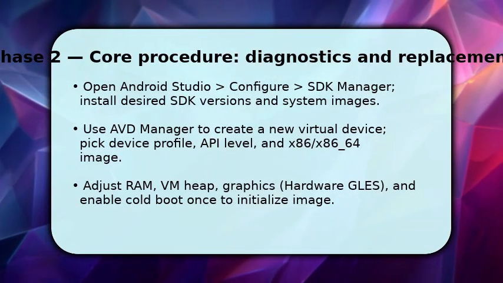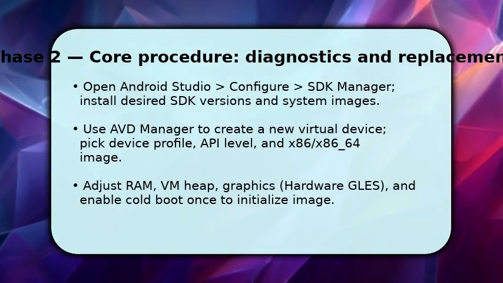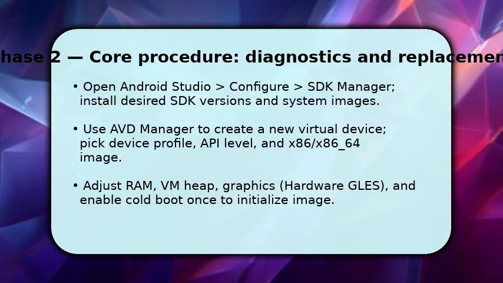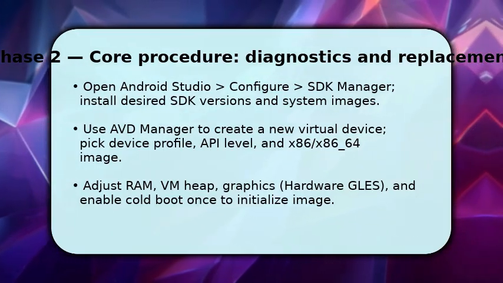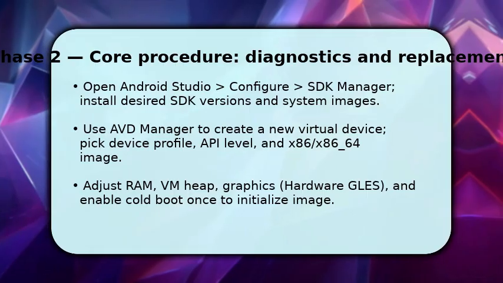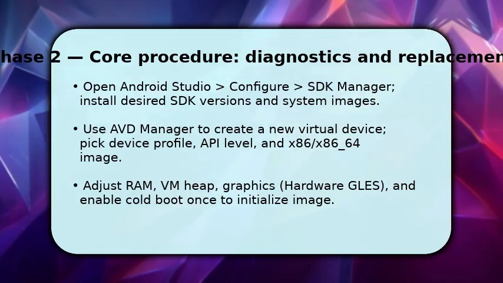Now you configure the emulator itself. Open Android Studio's SDK Manager and install the specific SDK and system images you need. Pick an x86 or x86-64 image for best speed.